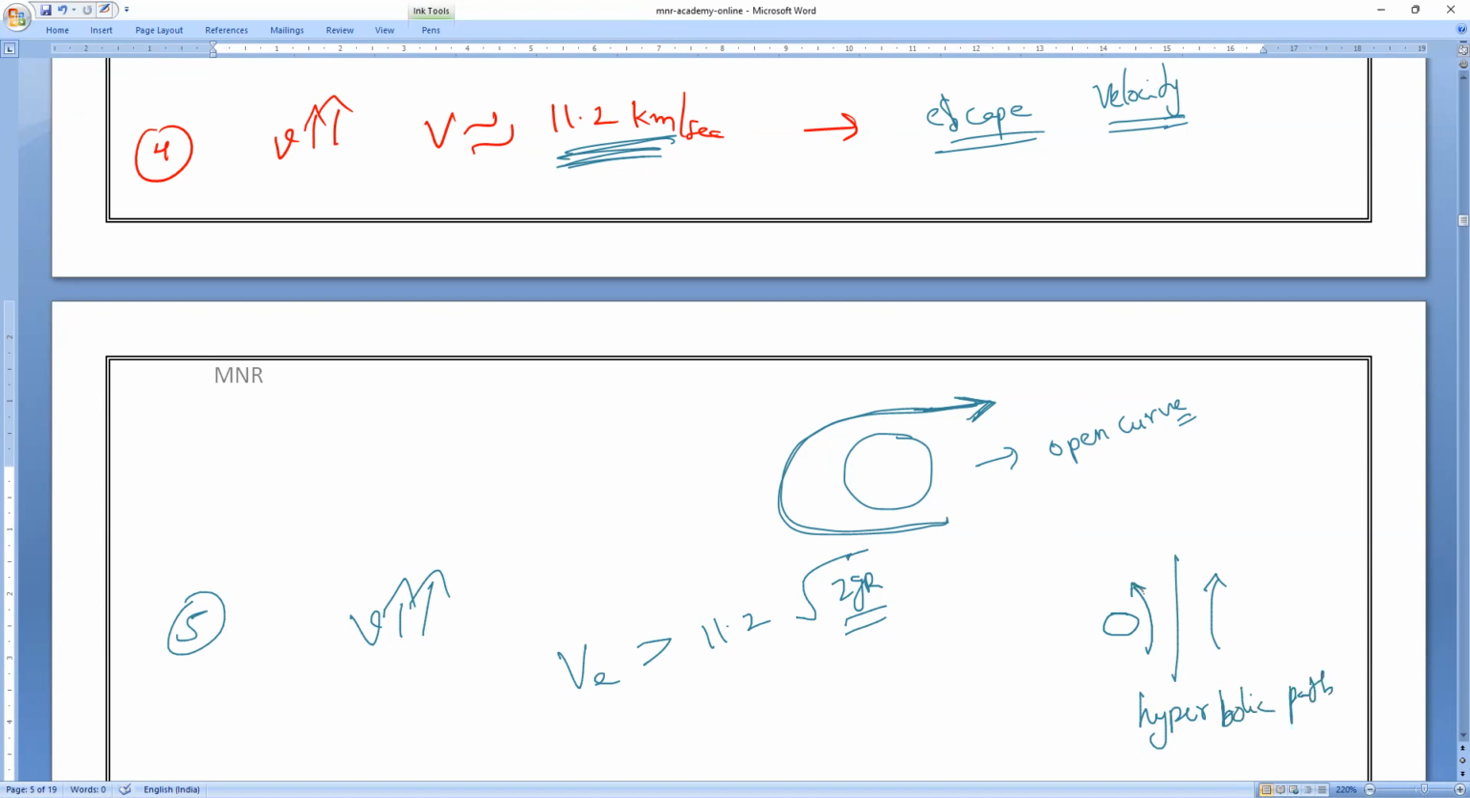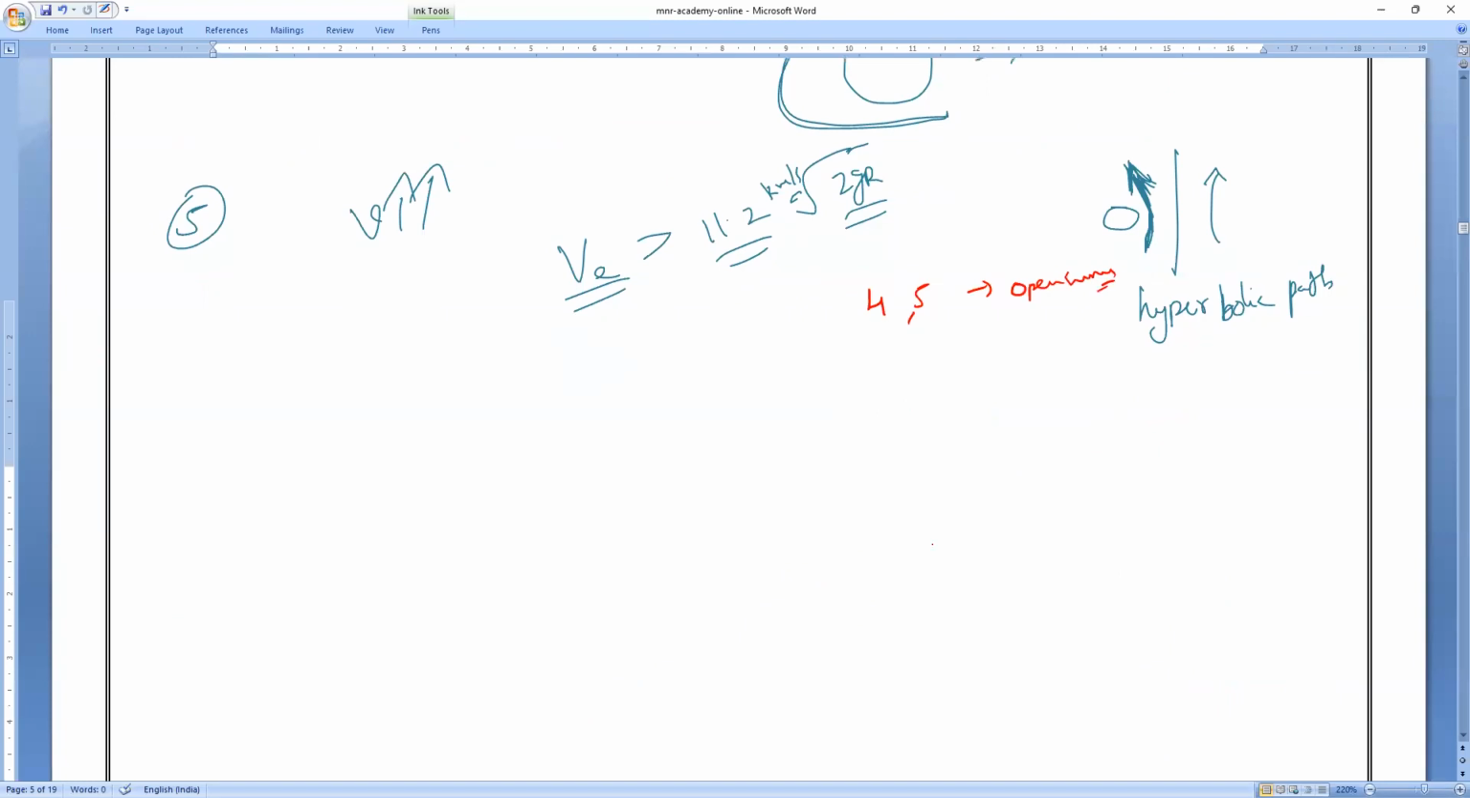It means it will never even take a parabolic path. It will just escape from the Earth when the velocity is greater than 11.2 km per second. These are the 5 points we studied. So 4 and 5 are both called what? Open curves. This is actually required when we are launching a satellite to another planet or another kind of substance, like we launched Chandrayaan 3.